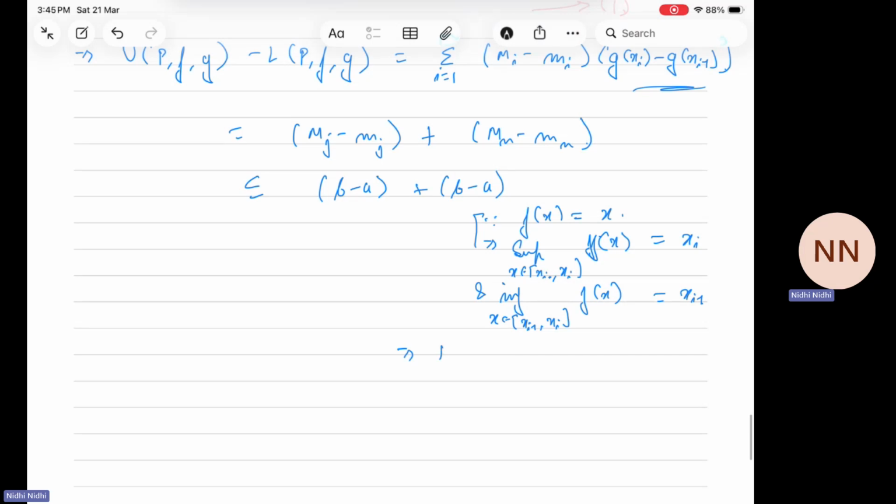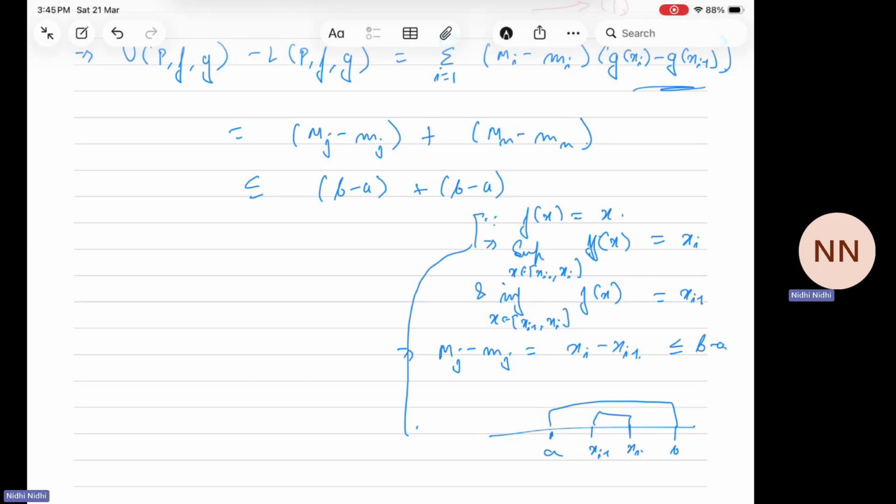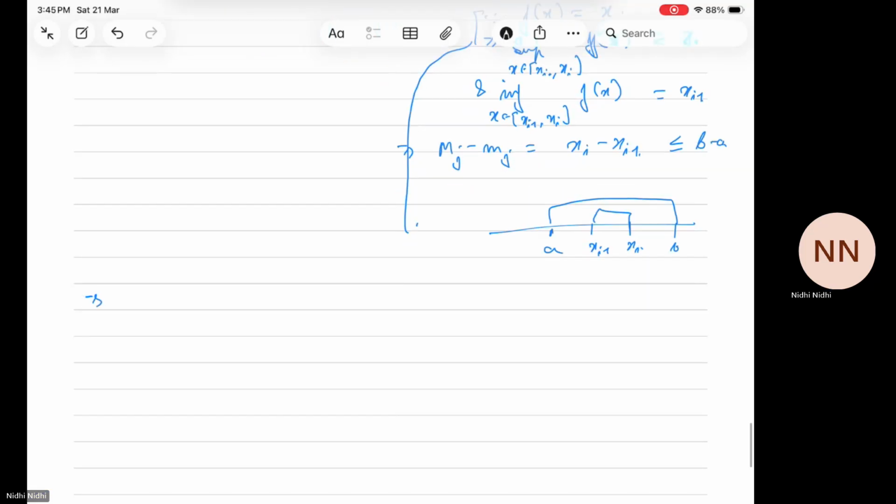So that gives us that Mj minus small mj is equal to xj minus xj minus 1. So if this is a, this is b, and somewhere xi minus 1 and xi, obviously the difference between these two is less than b minus a. So this will be less than or equal to b minus a. Similarly, Mn minus small mn will be less than b minus a. So that gives us UPFG minus LPFG is less than 2 times b minus a.